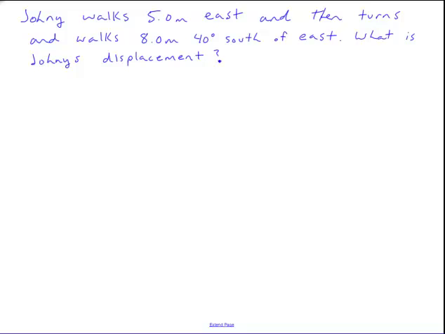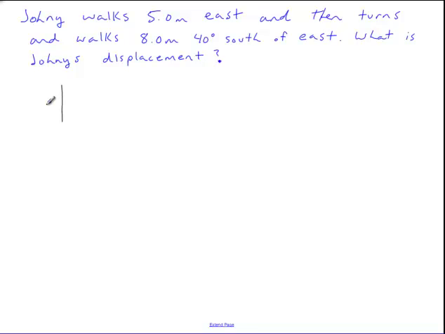Now let's move on. We're going to add some vectors, and you're going to need to break these up into components to do it. Your first lesson was just right angle triangles. Pretty easy. We reviewed that. So Johnny walks 5 meters east, he turns, and then walks 8 meters 40 degrees south of east. What is Johnny's displacement?